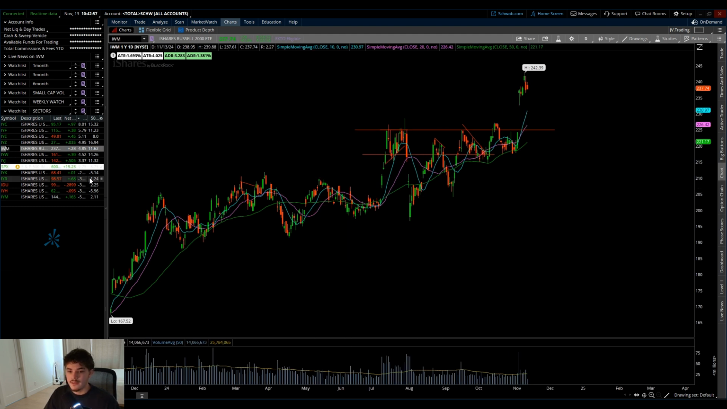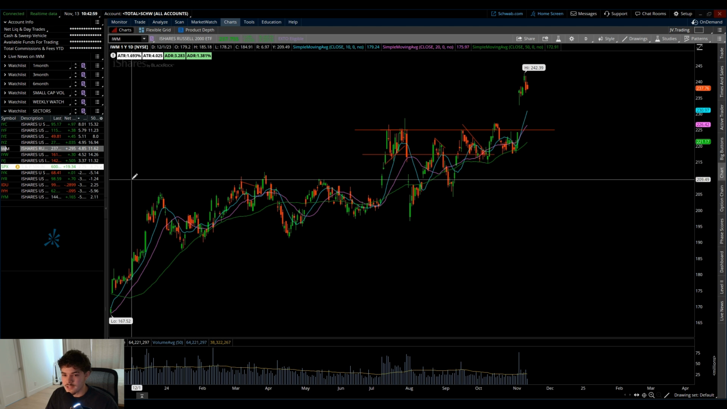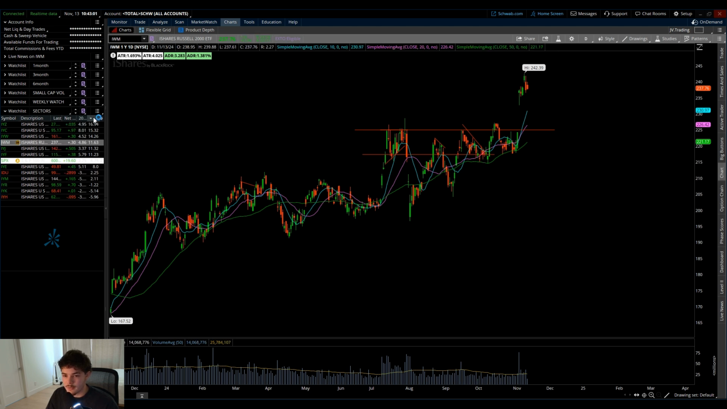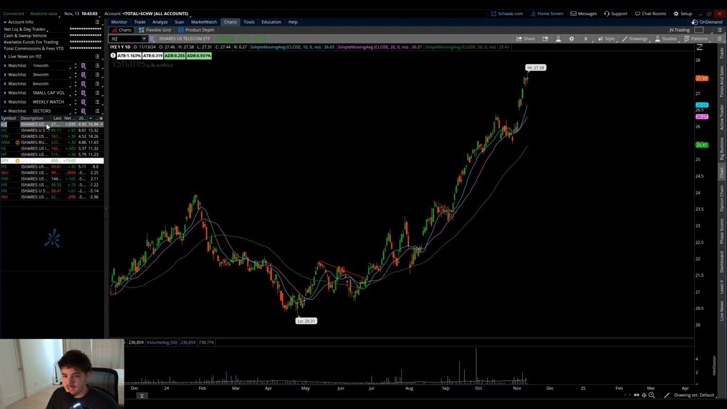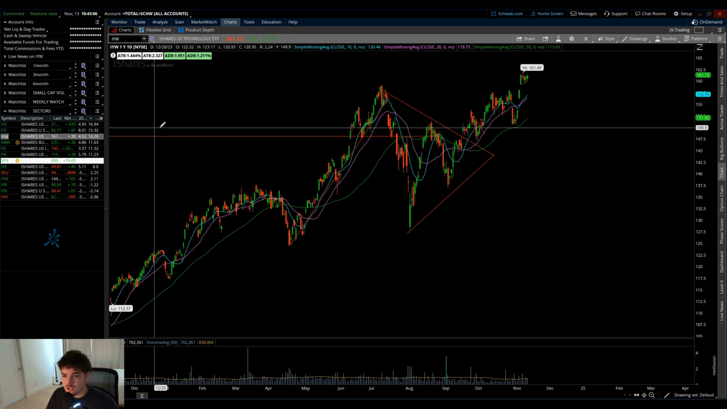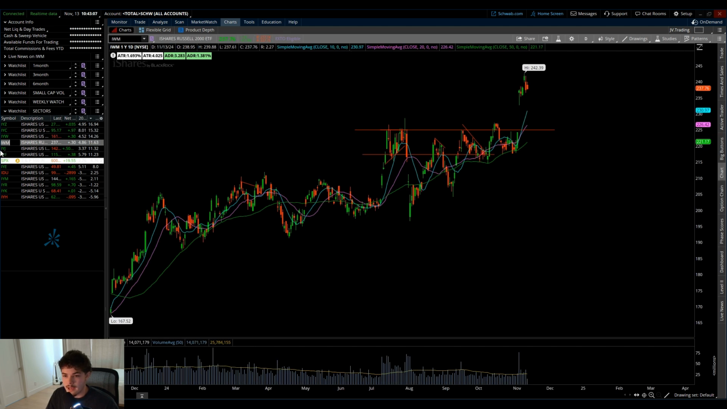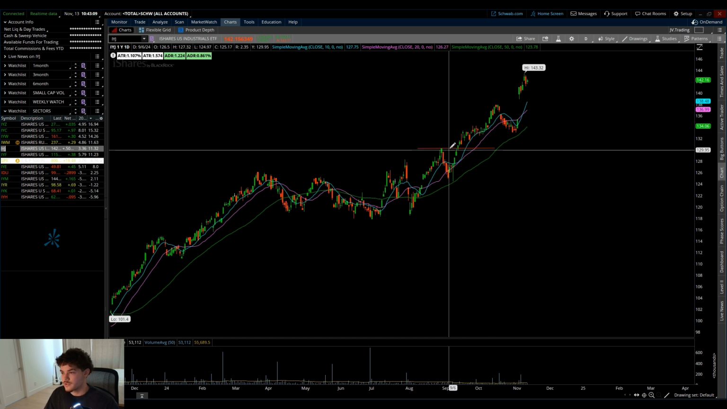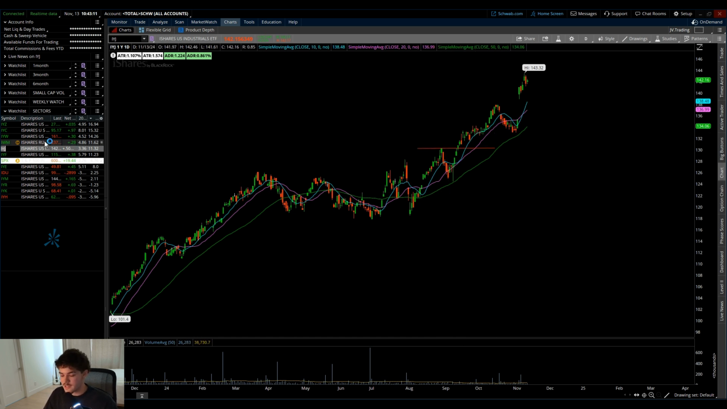So these are going to be the sectors that are up the most in the past 20 days. And we can also filter by 50. So in the past 50 days, we have telecom, consumer discretionary, tech, small caps, as well as industrials. So those are going to be our leading sectors as of right now.